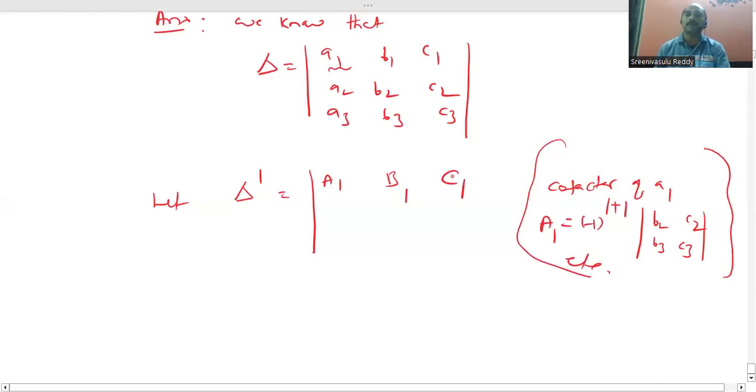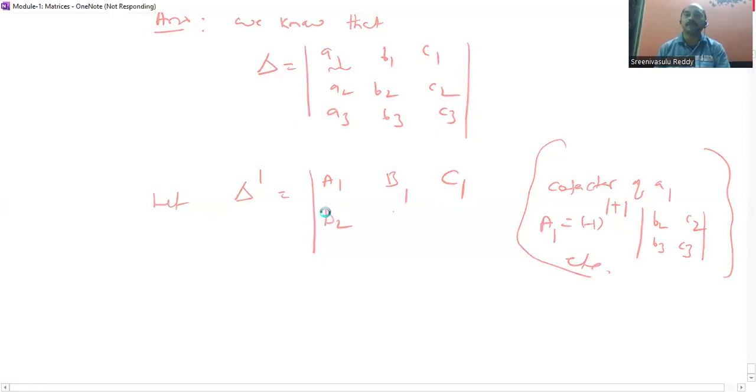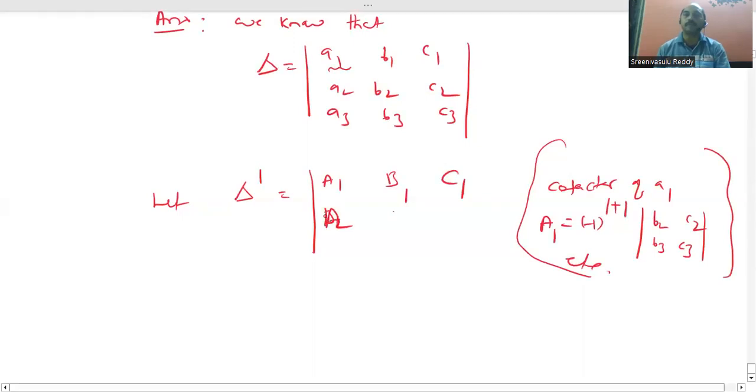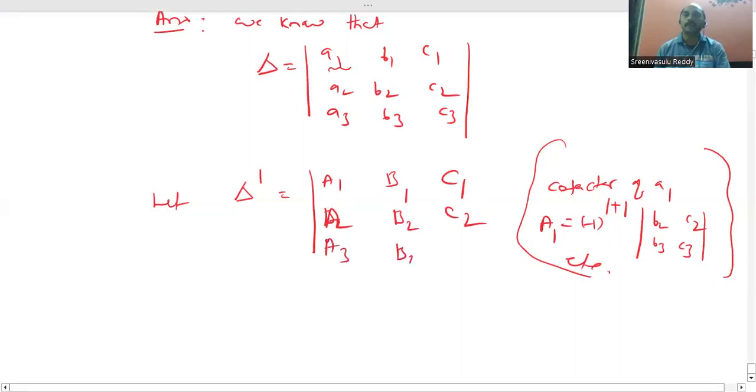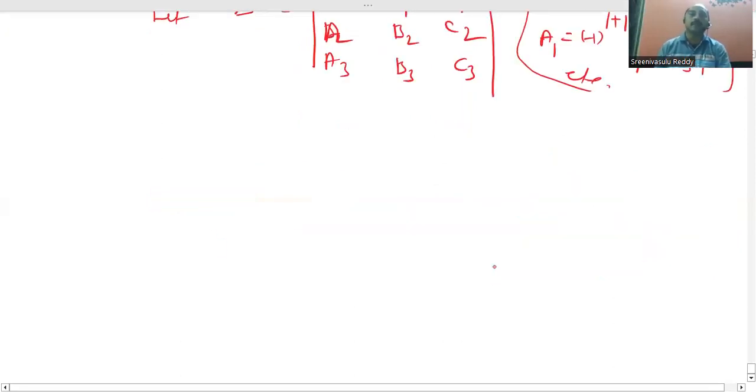Previously we had small letters; here, in this matrix, we have capital letters: A2, B2, C2, A3, B3, C3. Now multiply delta dash into delta. Row by row, not row by column. In matrix multiplication it is row by column, but det multiplication is row by row.